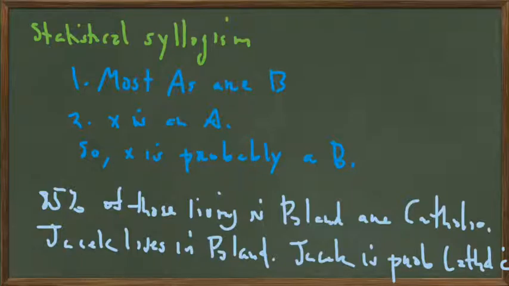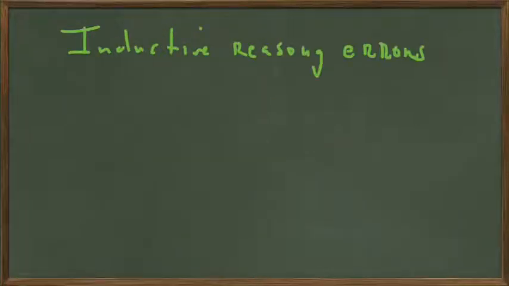A second type of inductive argument is called the statistical syllogism. It has the structure: most A's are B, X is an A, so X is probably a B. Here's an example: 85% of those living in Poland are Catholic. Jacek lives in Poland, therefore Jacek is probably Catholic, which would be a sound inductive argument. So that last argument, we should actually call it a cogent inductive argument.